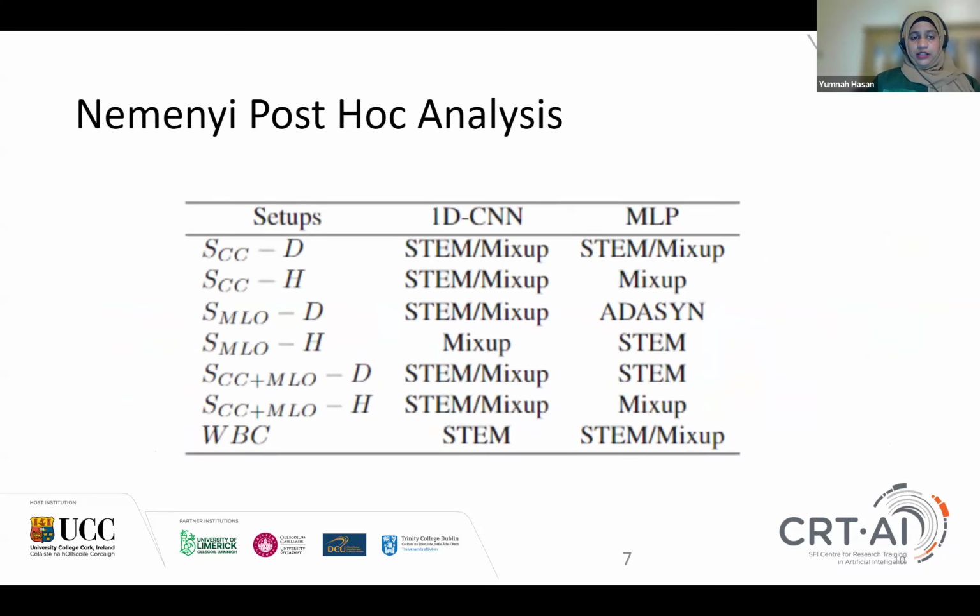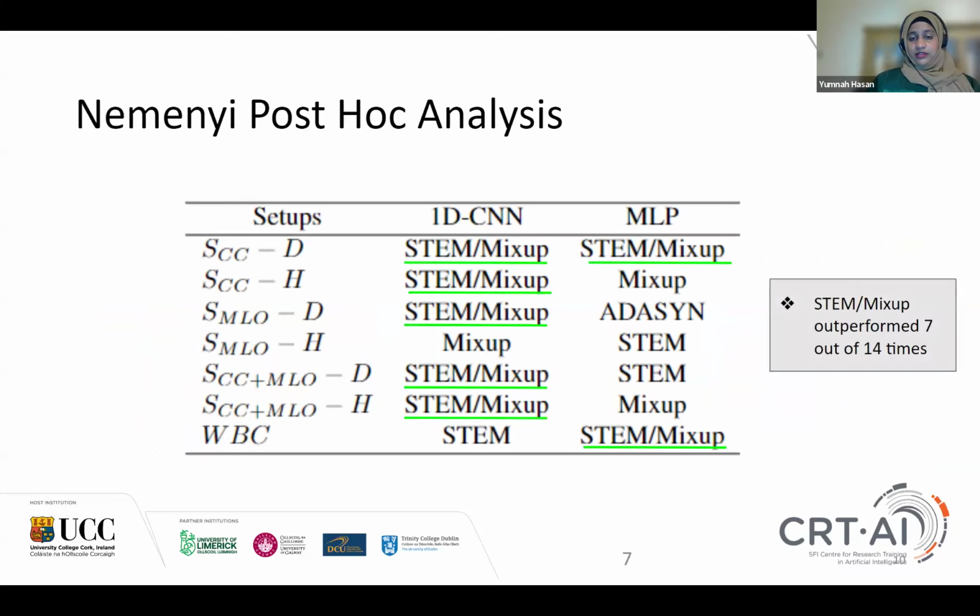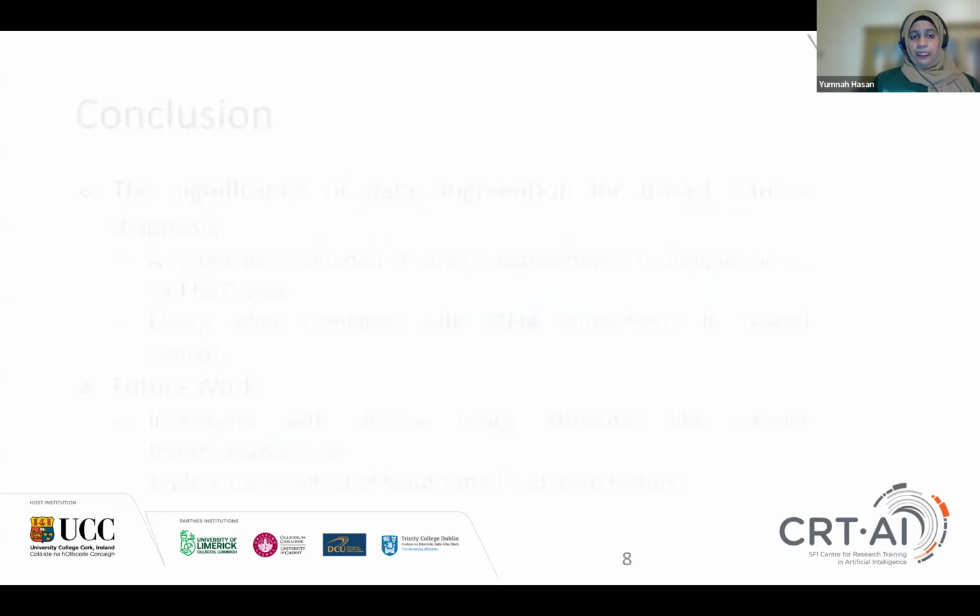So then we applied the Nemenyi post-hoc analysis to see the significance of the difference between the groups. So in this, again, this SMOTE/mixup turned out the best: out of 14, 7 times it outperformed. So it holds a significant place there.